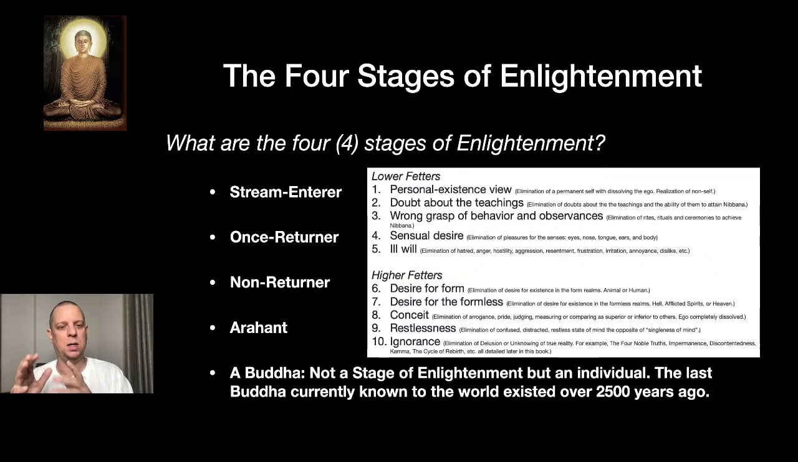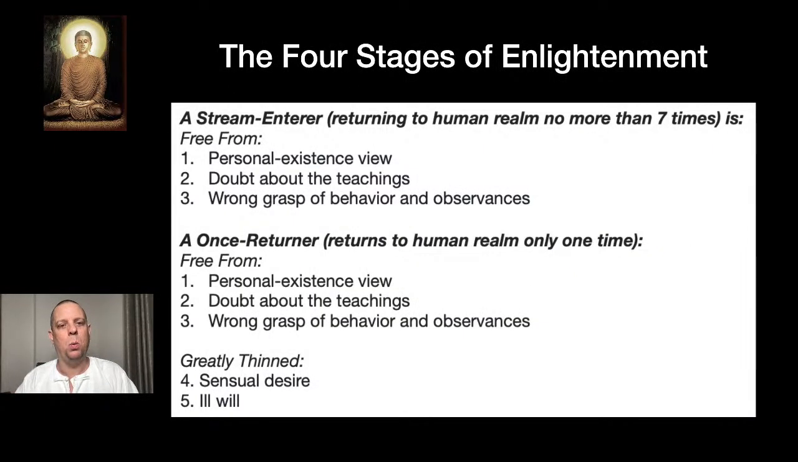Arahant is enlightenment. These other three earlier stages are not yet enlightenment, but there are lots of benefits associated with them. And then there's an individual called a Buddha. A Buddha isn't an actual stage of enlightenment, but an individual, which we're going to talk about as part of this as well. The last Buddha currently known to the world existed over 2,500 years ago, and the world is unaware of any Buddha that has existed since his lifetime. But it's not a stage of enlightenment. A Buddha is actually an arahant. We're going to talk more about what a Buddha is as we get going here, but let's look at each individual stage one by one.